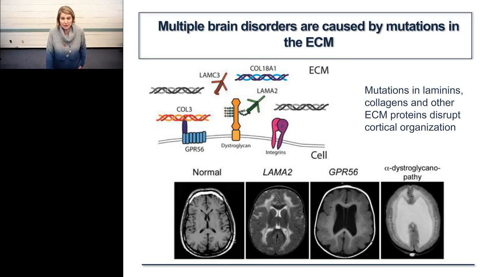Here I'm showing some laminins and collagens, transmembrane proteins such as integrins and dystroglycan, and the 7 transmembrane domain G protein receptor GPR56, and mutations in all of these genes cause disruptions in brain development. If you look at the bottom, you'll have a normal brain on the left, and then disruptions of white matter with the laminin alpha-2 mutations, disruption in organization of the brain with GPR56, and very severe disruptions, ventricular enlargement, disruptions in the cortex with the alpha-dystroglycanopathies, which are defects in dystroglycan.